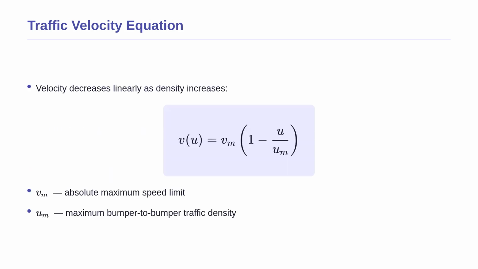Based on our description, we can write a mathematical equation for the velocity of the cars. The velocity v depends on the density u. The constant Vm represents the absolute maximum speed limit, like when the road is completely empty. The constant Um represents the maximum bumper-to-bumper traffic density. Notice that if the current density reaches this maximum, the fraction becomes 1, the term in parentheses becomes 0, and the cars are completely stopped in a traffic jam.